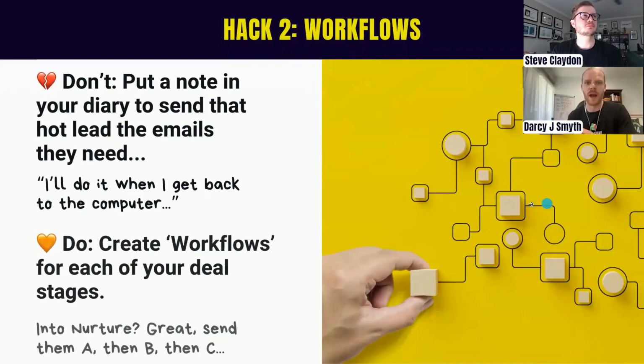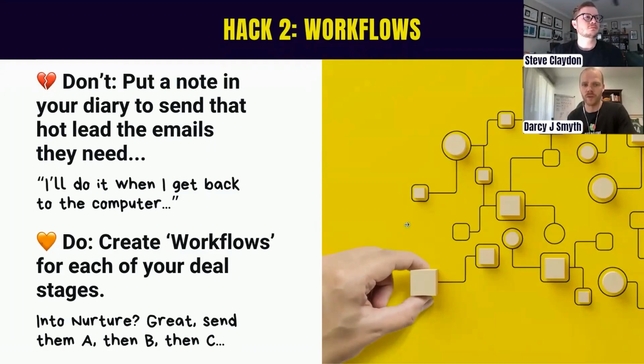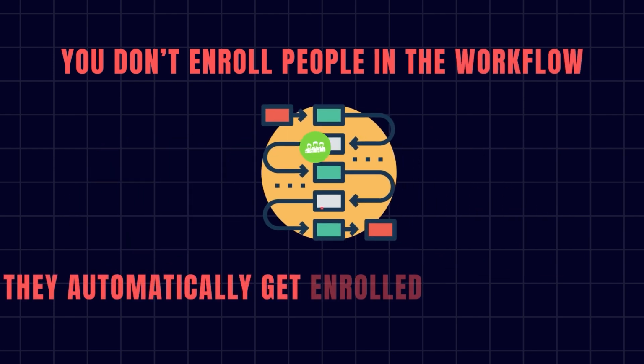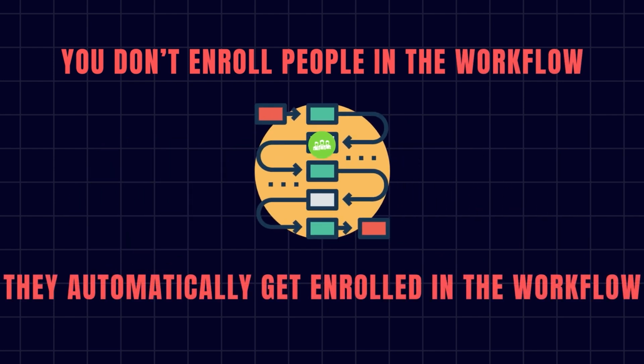which in contrast is to hack 2, what we call our workflows. So workflows, team, are similar to a sequence, but these will operate and kick off. The catalyst for kicking them off is actually when you move them into a particular deal stage of your pipeline. Okay, so you don't enroll people in a workflow. They automatically get enrolled in a workflow when they move into, for example, the nurture stage of your pipeline.